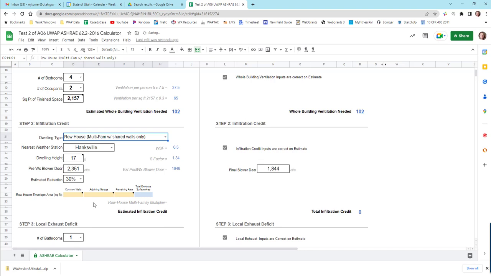Now, one thing to note, we're going to talk about the adjoining garage. That only applies on row houses. You don't have to start calculating this stuff for adjoining garages on a single-family house because that single-family house is not attached. It's not affected by any pressures from adjoining units, and that's why we don't have to deal with it there. But I'm going to show you how to do that for a row house here.